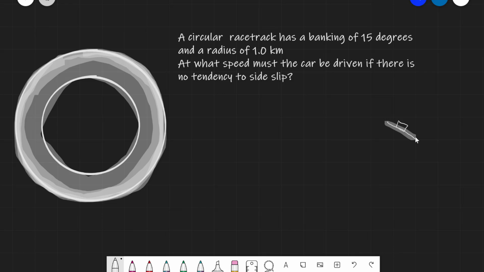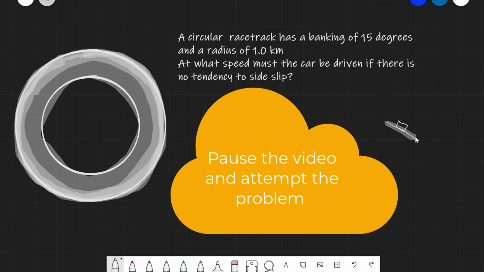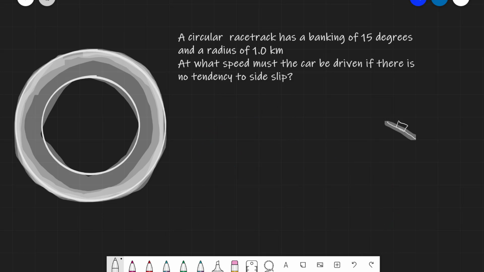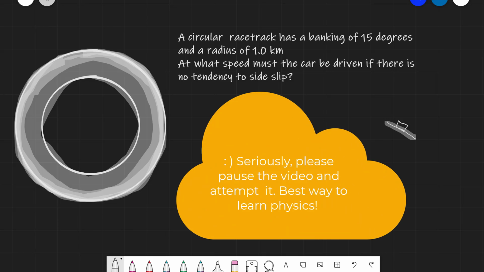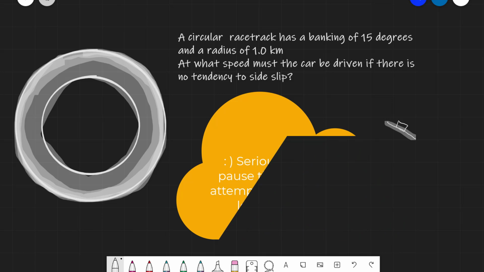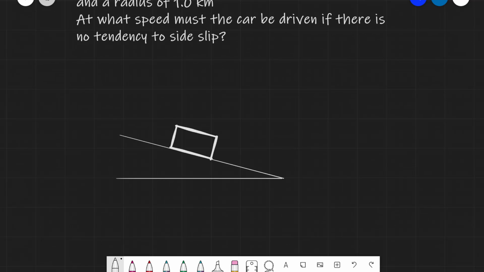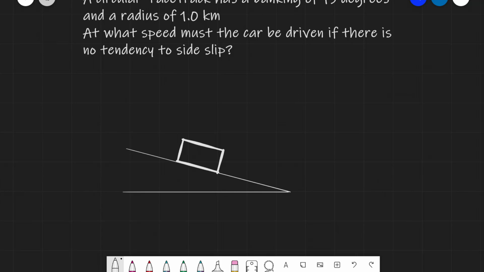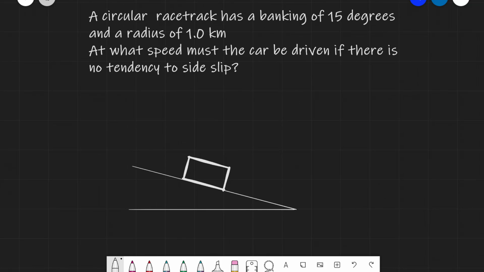This will be a perfect opportunity for you guys to pause this video and attempt the problem. Okay, now that you have definitely paused the video and you've attempted the problem and you have an answer, no, seriously guys, you must pause this video and actually try to solve this problem. Okay, well, now let's have a look at our solution.